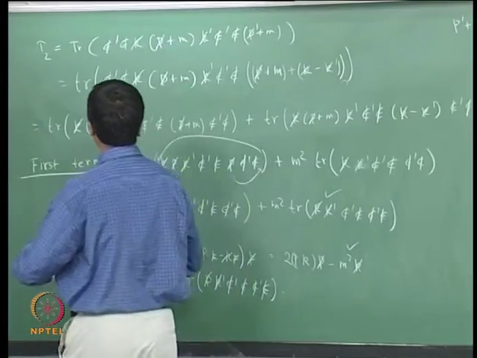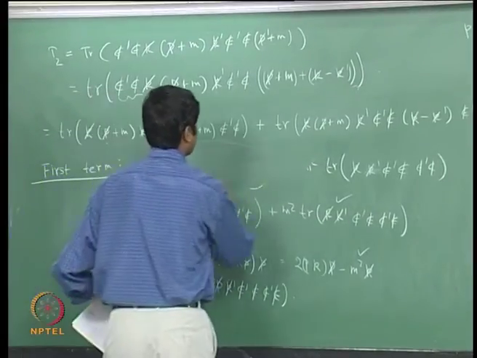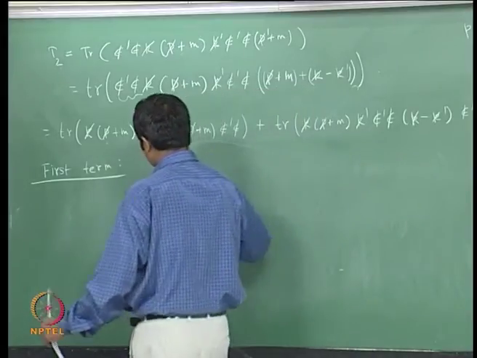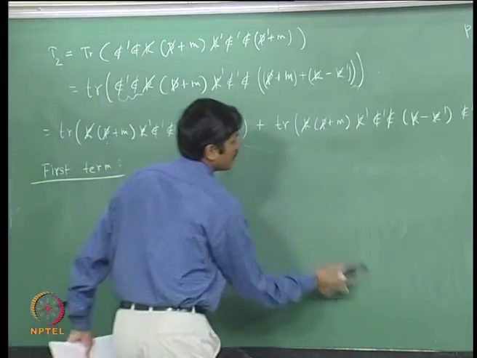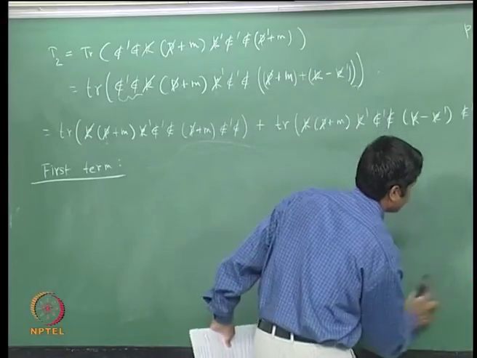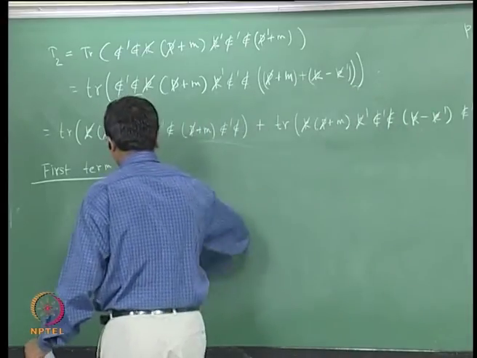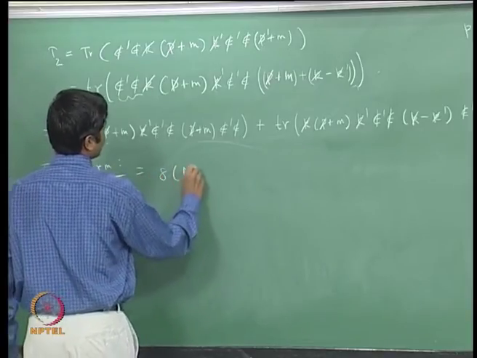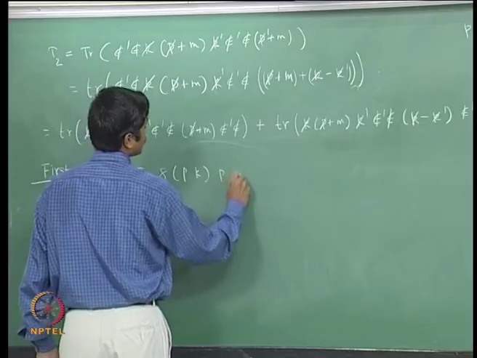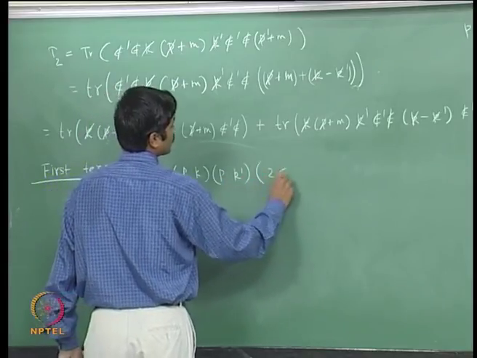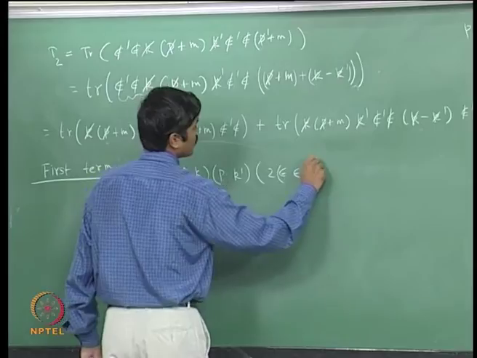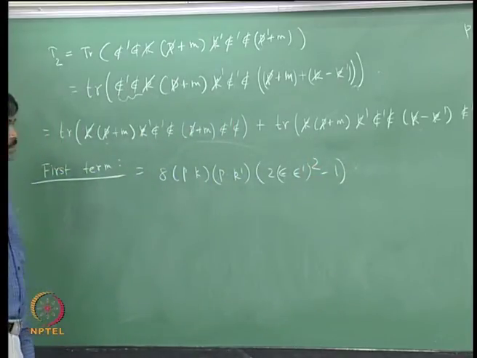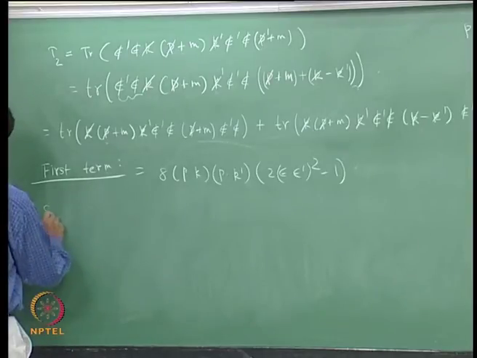So, let us summarize what we got here. We got the first term to be equal to 8 p dot k prime twice epsilon dot epsilon prime whole square minus 1. Now, we need to evaluate the second term. So, let us look at the second term.